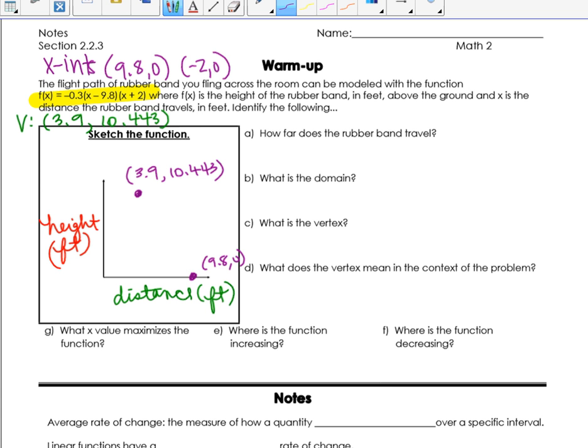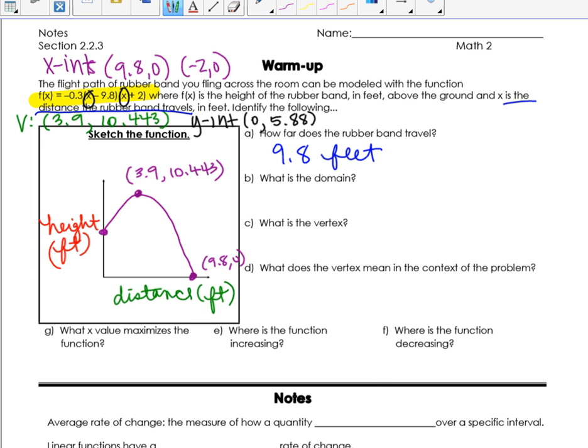And then the last thing we need is our y-intercept. Well, your y-intercept is when x is 0. So if we substitute 0 into our function for x, and do so correctly with your parentheses and everything in your calculator, then you are going to get 5.88. Okay, so this is at 5.88. So the rubber band follows that path. So now that we have an idea of what the graph looks like and we know what everything means, we can answer the questions. How far does the rubber band travel? Well, if x is the distance the rubber band travels, then I'm asking for the x value, so the x-intercept, so that's 9.8 feet.